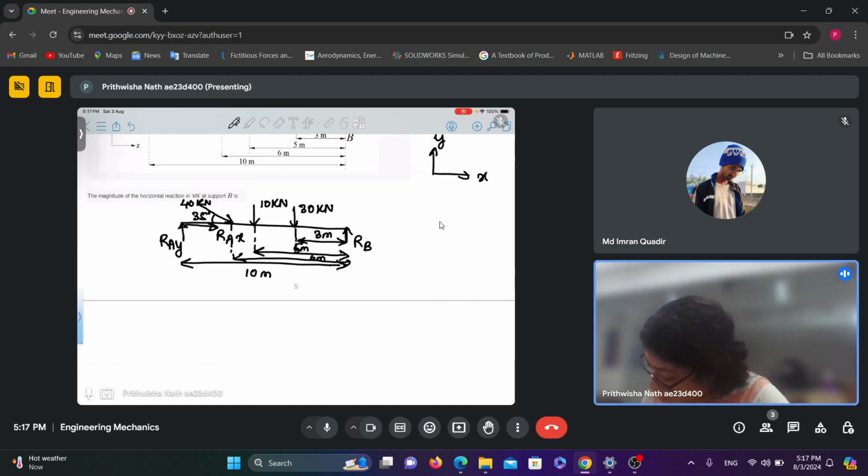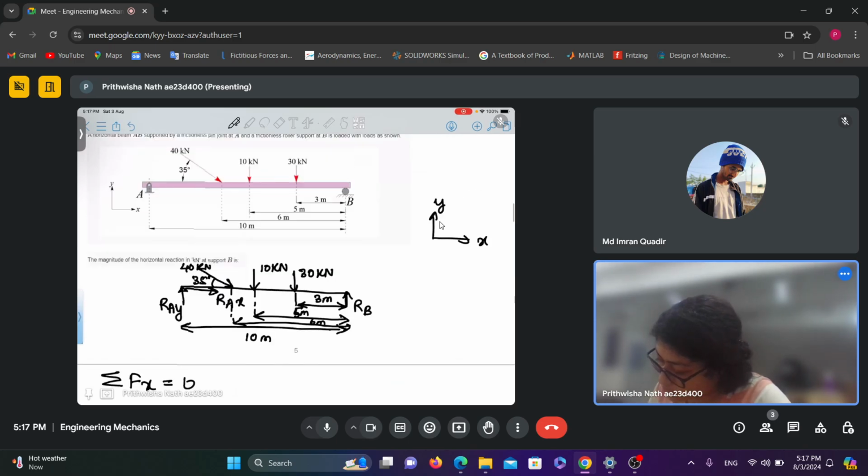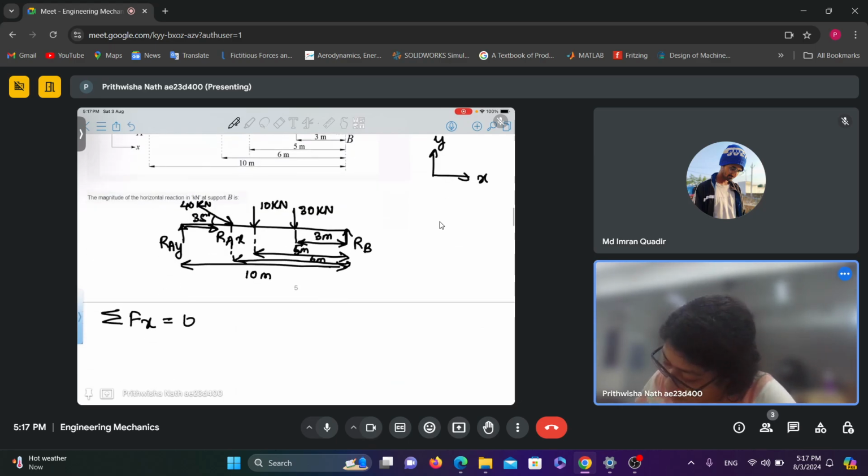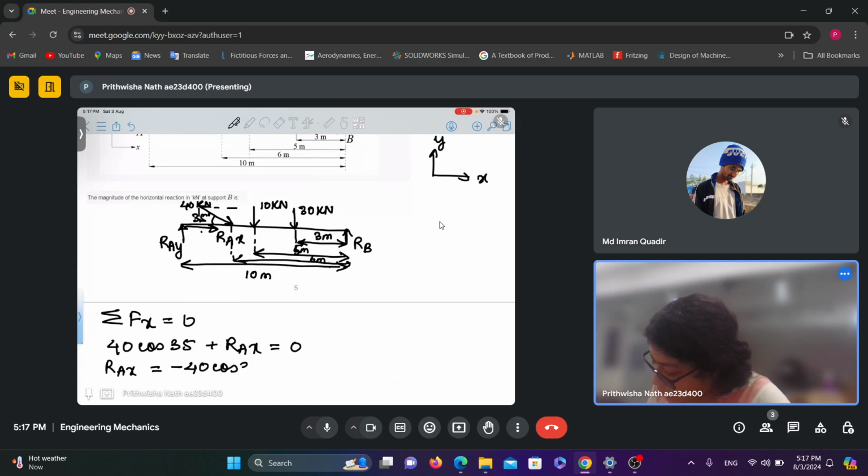So summation of force along the x-axis should be 0. So 40 cos 35 plus RAX equals 0. So RAX equals minus 40 cos 35.